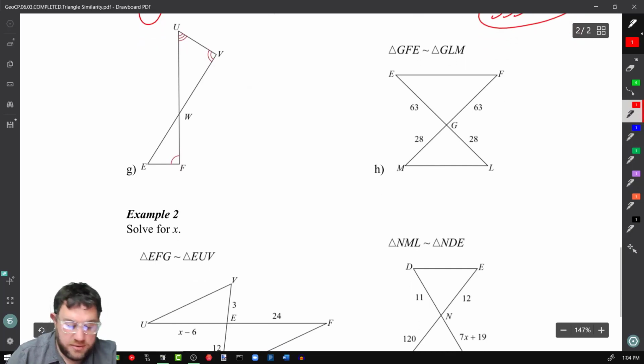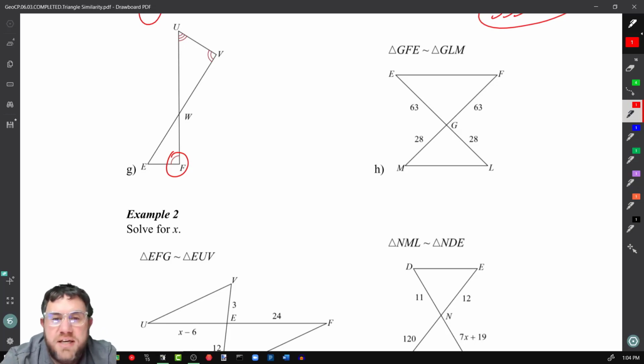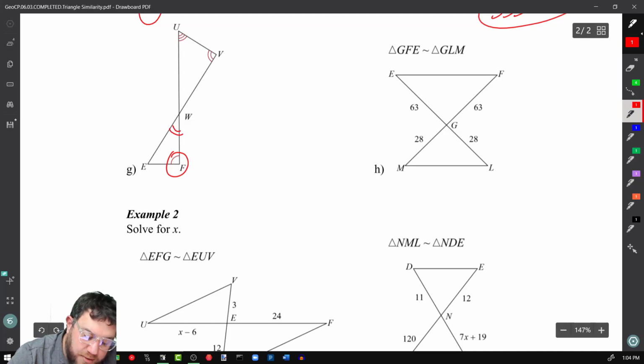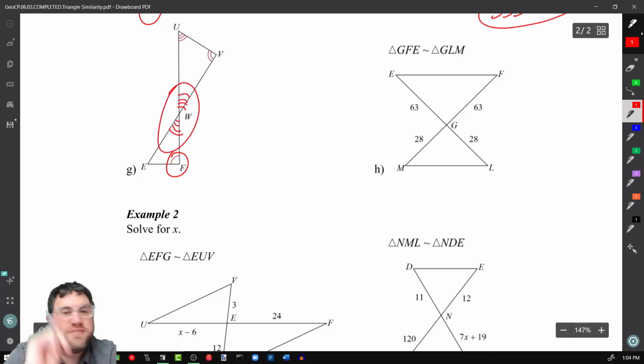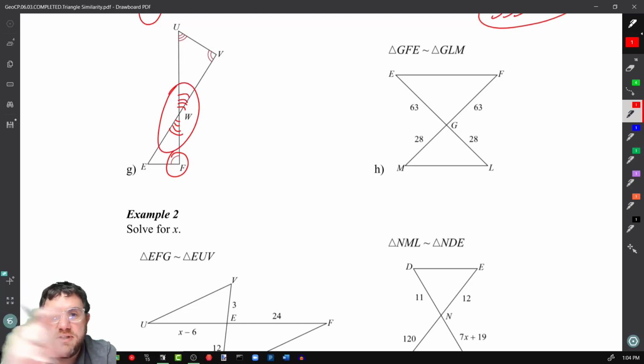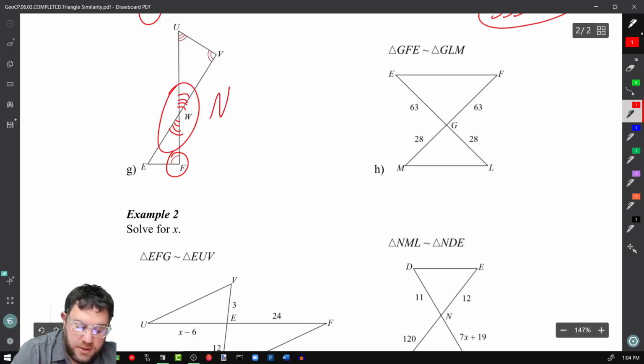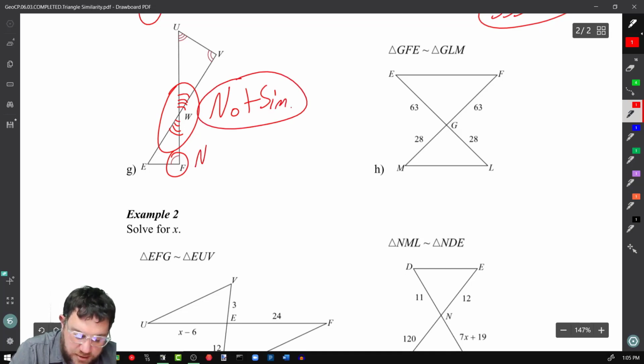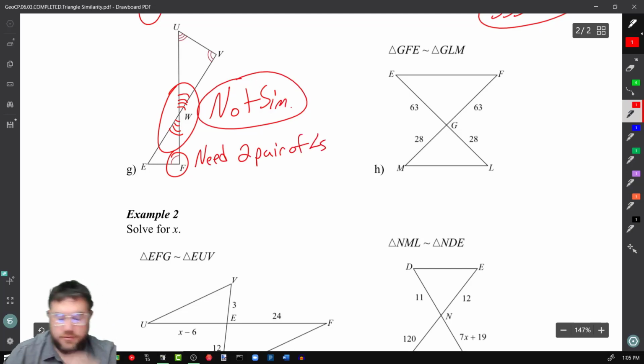For G, we've got this angle at the bottom, but is it congruent to either of the two angles at the top? It is not. We do know that we have these vertical angles, but that only gives us one pair of angles. It doesn't give us two pair of angles. So these are not similar. Okay? And I'm just going to write a note. You don't have to do this, but we need two pair of angles.